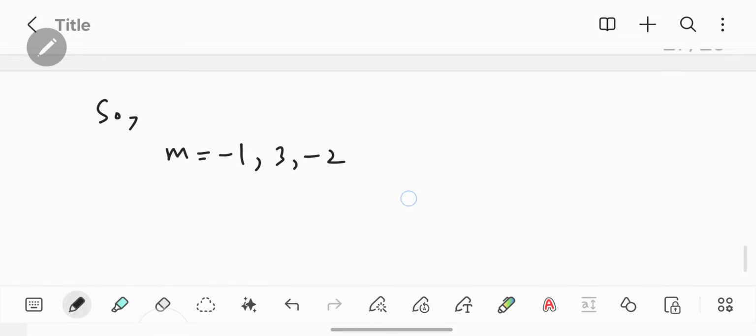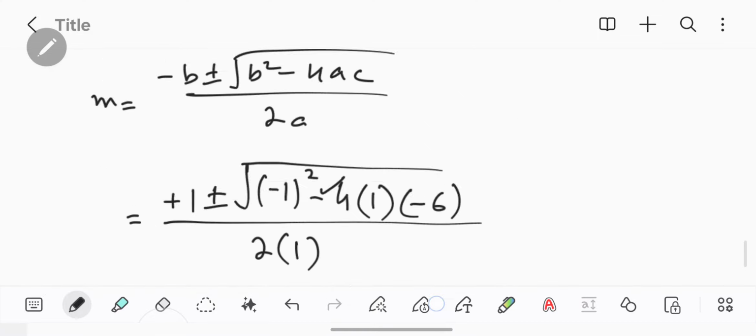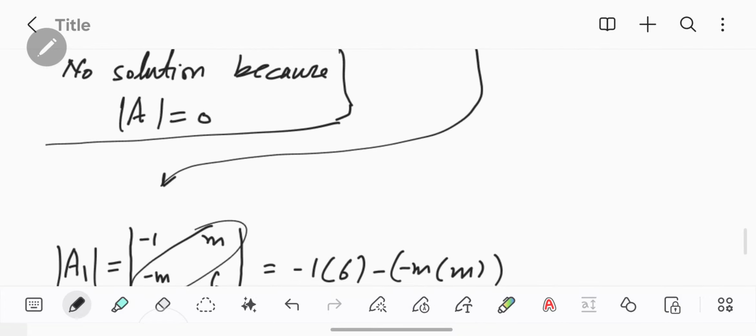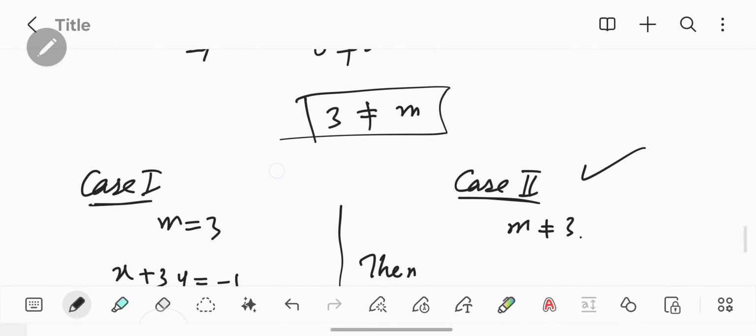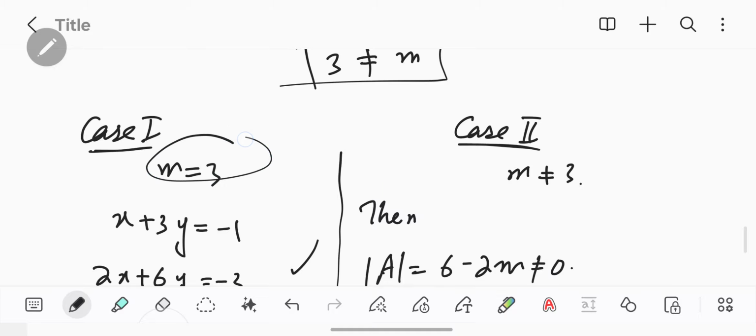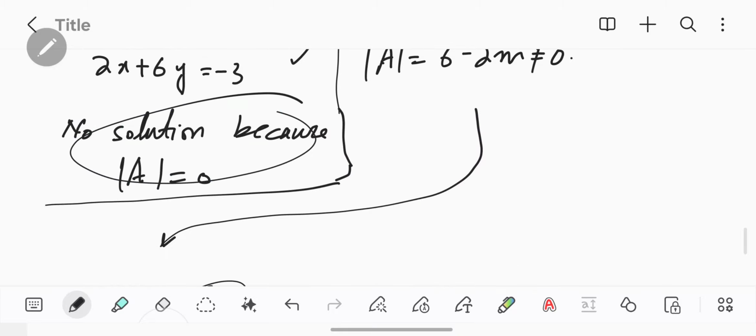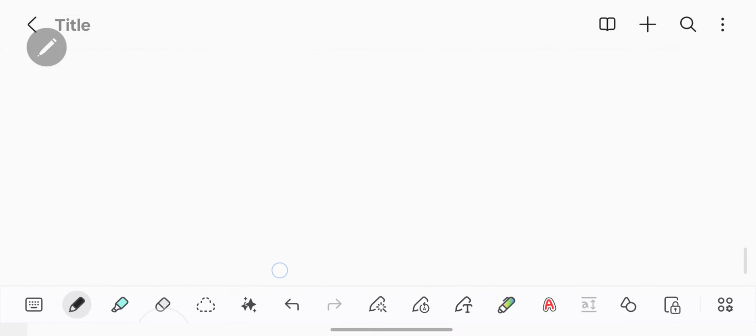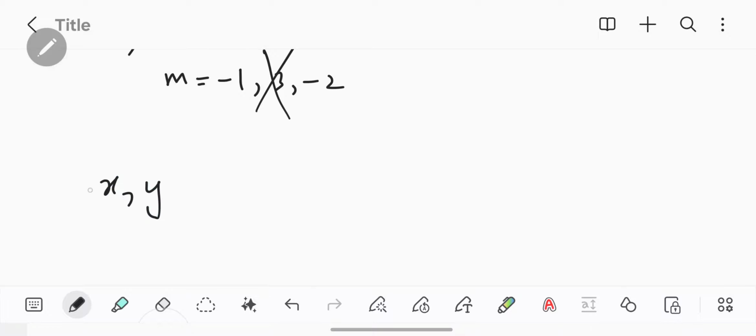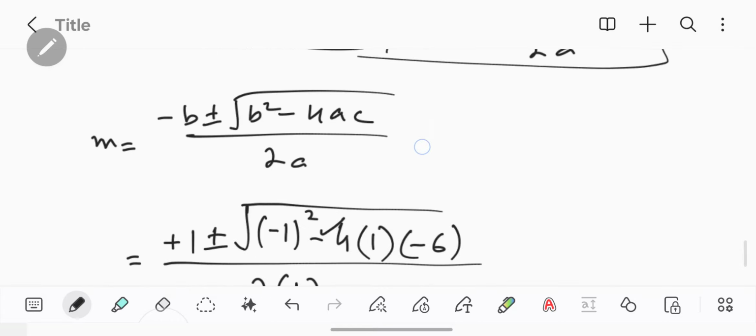Since m is equal to 3 has been considered previously, because in the start we made two cases and we assumed that if m is equal to 3 then the system has no solution. Since m is equal to 3 has already been considered, I will not consider this anymore. So I will consider only these two values of m. Since the solution is x comma y, we have found the solution in terms of x and y.